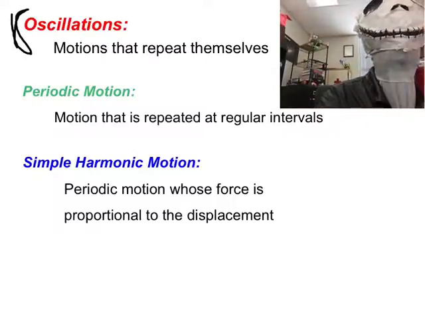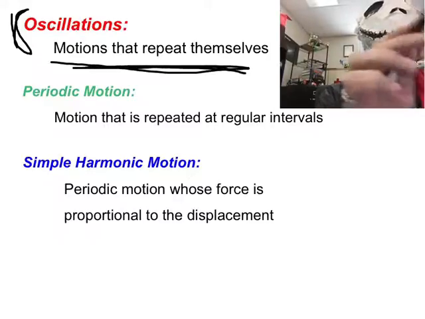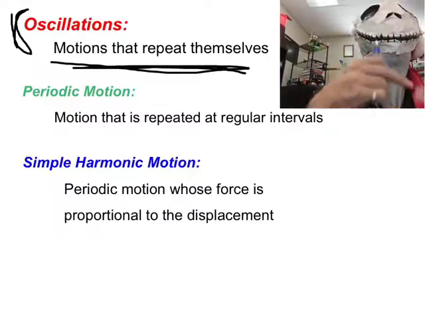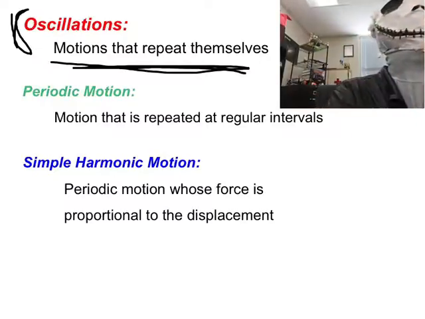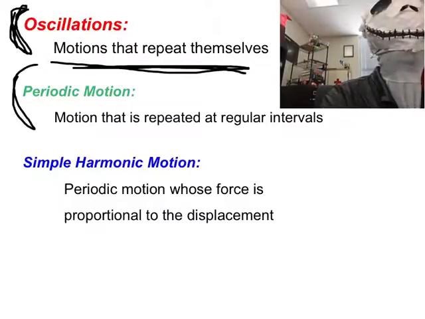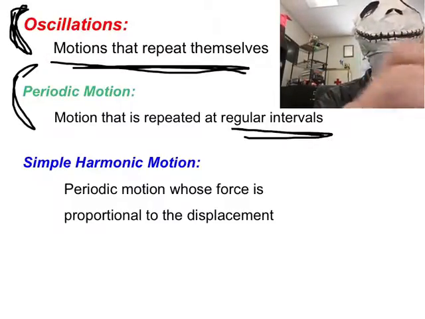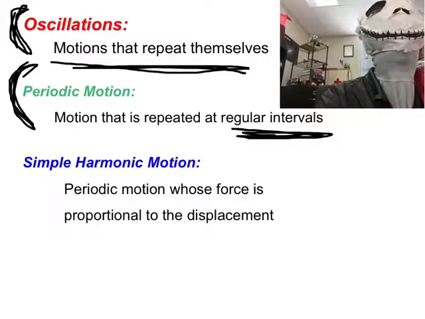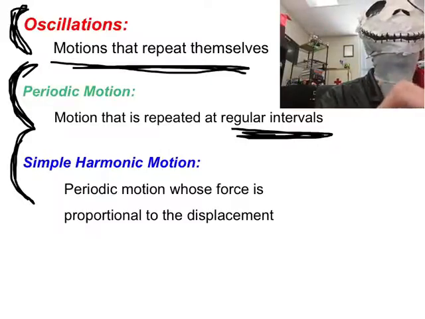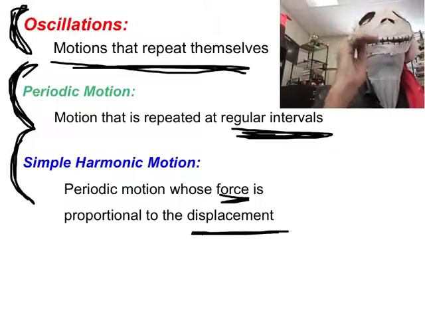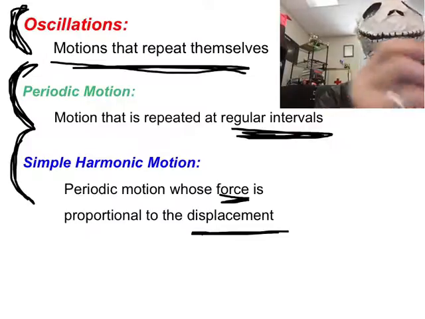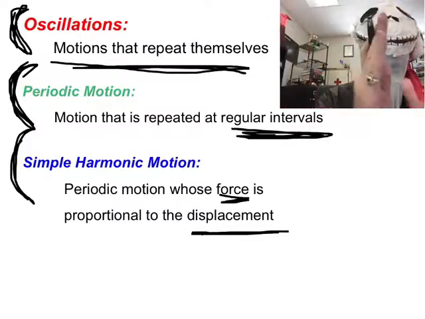Oscillations are motions that repeat themselves. Everything else after that is an oscillation, but repeating themselves is the start. They have to be periodic, which means that they repeat themselves at regular intervals. That's the second condition. And then the third condition, the biggest condition for a simple harmonic oscillator, is a motion whose force is proportional to the displacement. So it's only oscillations and periodic motions that have a force that gets bigger as it gets farther from its equilibrium point.